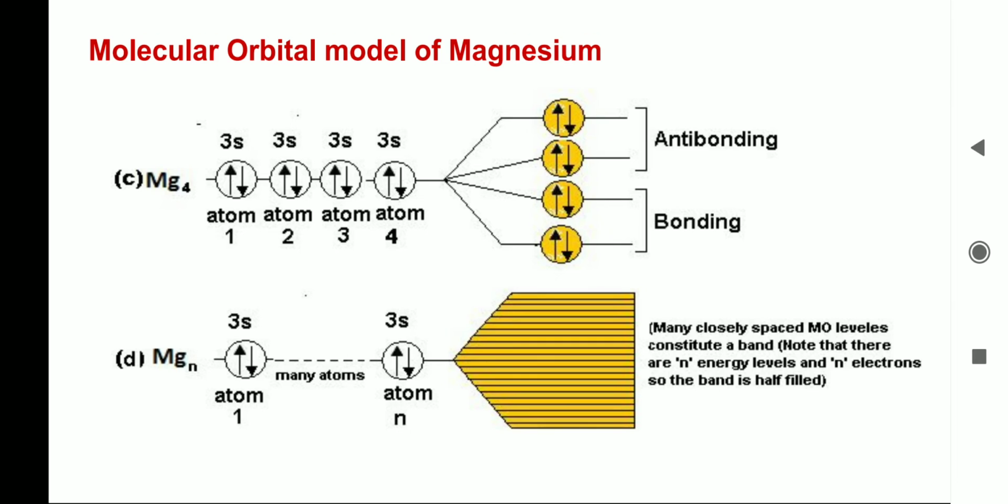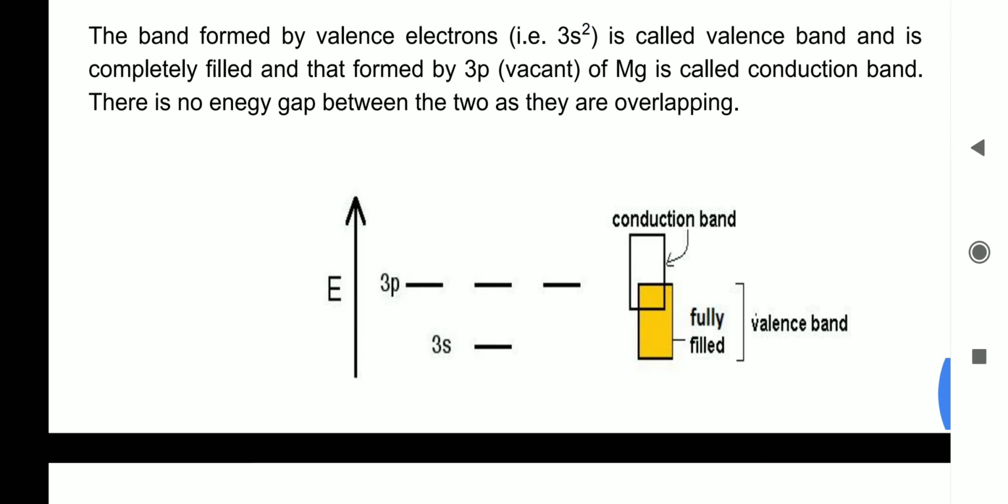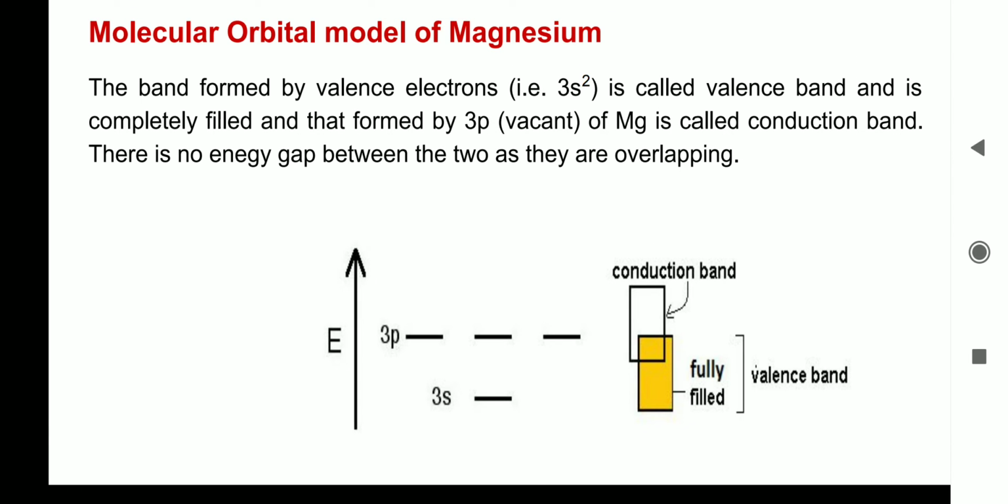So here also we get a band, and this yellow color represents the valence band, which is completely filled. Now how do we account for the conductivity of magnesium when the valence band is completely filled? HOMO is available at the top of this band, but where is the conduction band? Where is the LUMO? The LUMO or the conduction band is obtained by the overlap of 3p orbitals. So 3p orbitals are going to overlap, resulting in the formation of the conduction band.